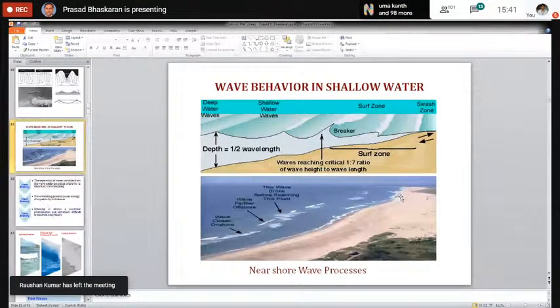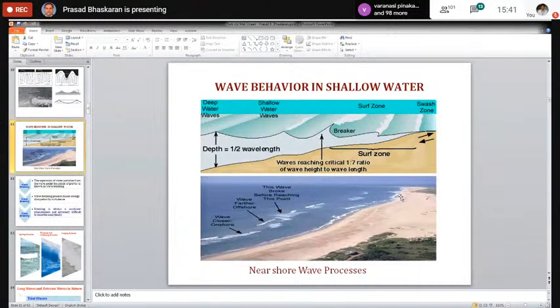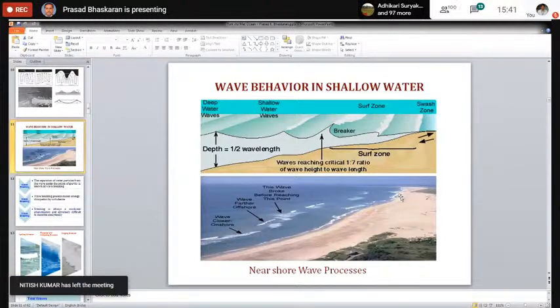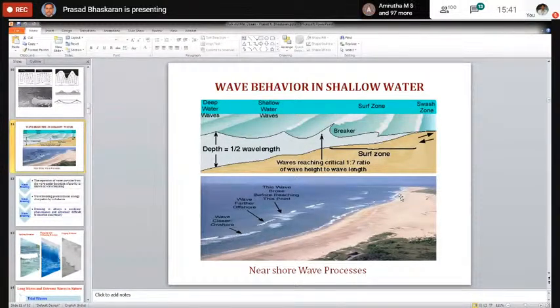Mathematically, you can write a simple formula for that. It can be expressed as tan alpha, where alpha is the slope of the beach, divided by the square root of H by L. That H by L you can get from the linear wave theory. So if you know alpha, the slope of the beach, and the H by L from the small amplitude wave theory, you can find a parameter called zeta. Zeta is the surf similarity parameter or the Iribarren number. So this number is extremely important to find the type of breakers.